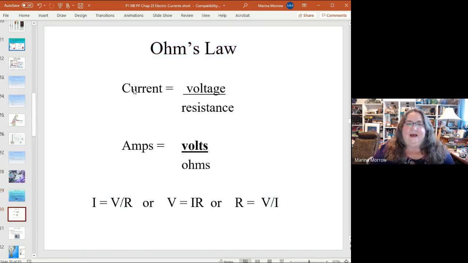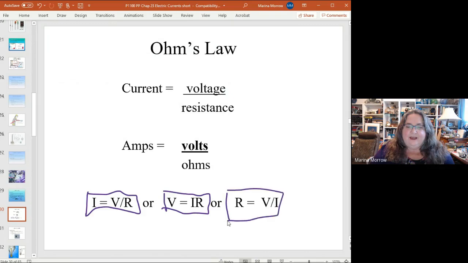Okay, so we can use Ohm's law in many different ways. It's often written as V equals I times R. That's the easiest way to write it. But it could be I equals V over R, or R equals V over I.